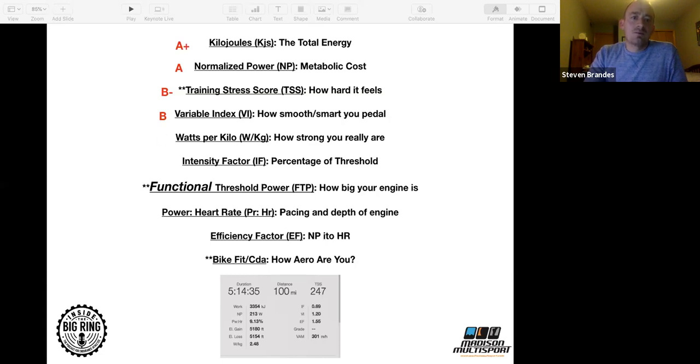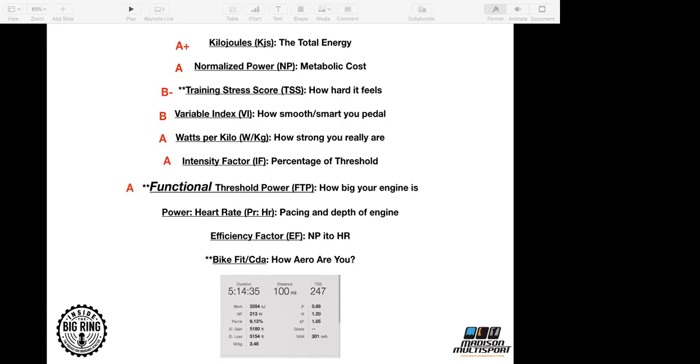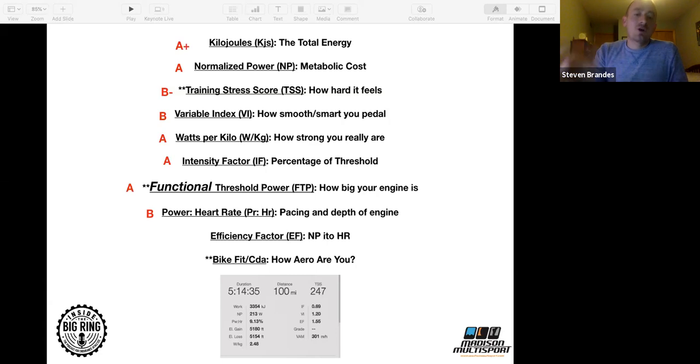Your watts per kilo, A. Intensity factor, A. Functional threshold power, an A. Your aerobic decoupling, B. Efficiency factor, C. Your bike fit, CDA, A.